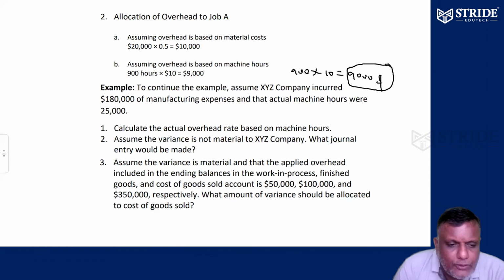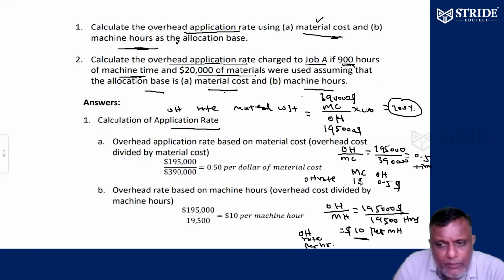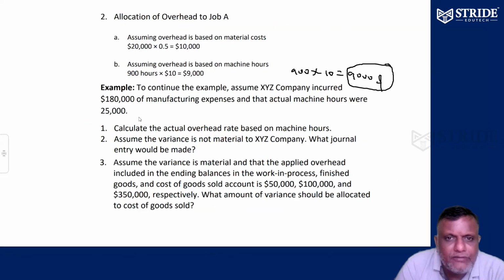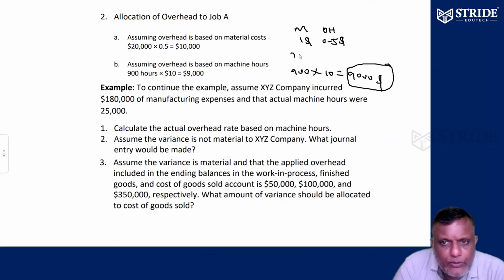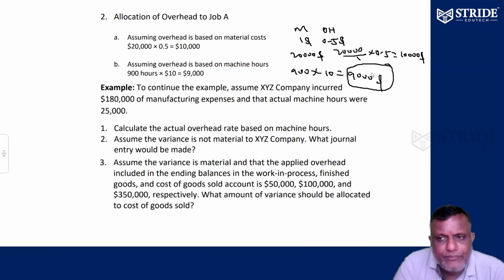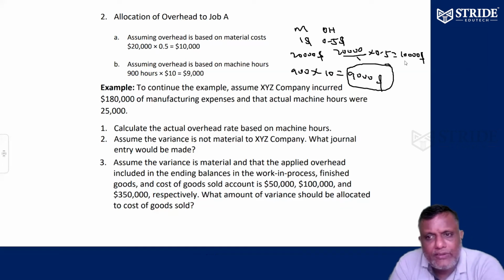Based on the material, $1 of material means $0.5 overhead. If $20,000 of material, our overhead is $10,000. Suppose $20,000 for this job, the answer is 20,000 by 1 into 0.5, which is equal to $10,000. So overhead charges are $10,000 if material is $20,000, and based on the machine hours, $9,000.